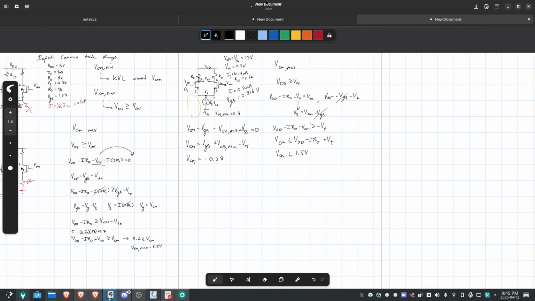So I hope that clears up how to do ICMR, input common mode range.